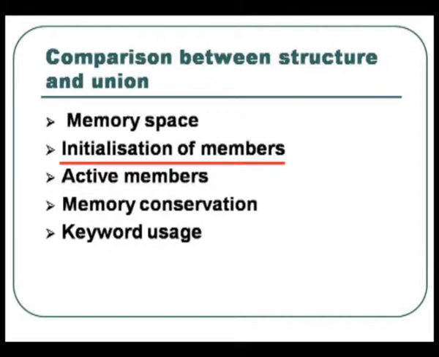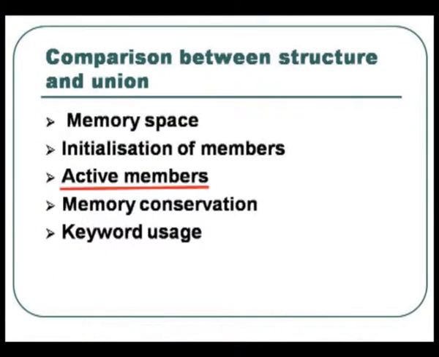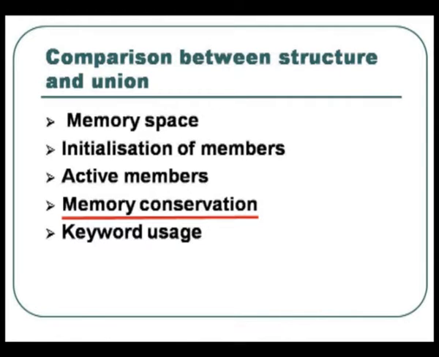In a structure, all the members can be initialized at one particular time, whereas in a union only one member can be initialized at a time. And there is no concept of active members in a structure. All the members are active as long as they are being used by the user. Whereas in a union, at a time only one member is functional, so only that member is called the active member.